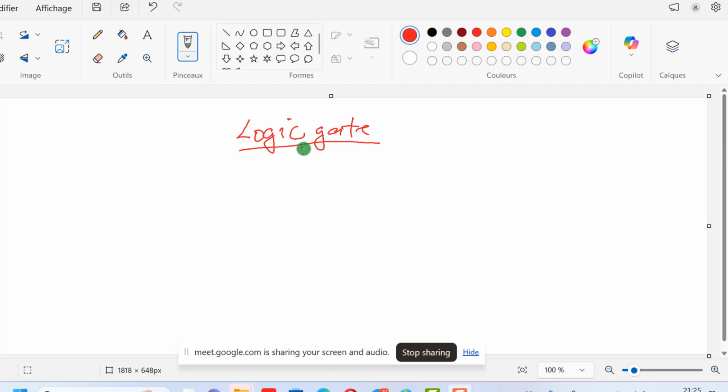Now the first thing is, when we talk about logic gate, you need to know the definition of a logic gate. So what's a logic gate? A logic gate, in fact, is just a component, or to be precise, an electronic component that takes one or more inputs and produces a single output.